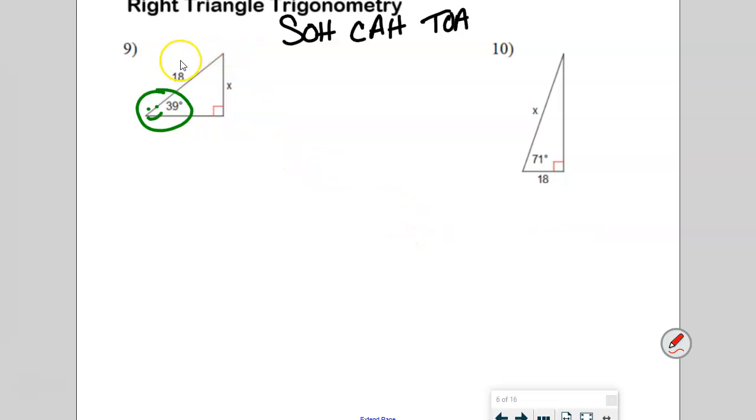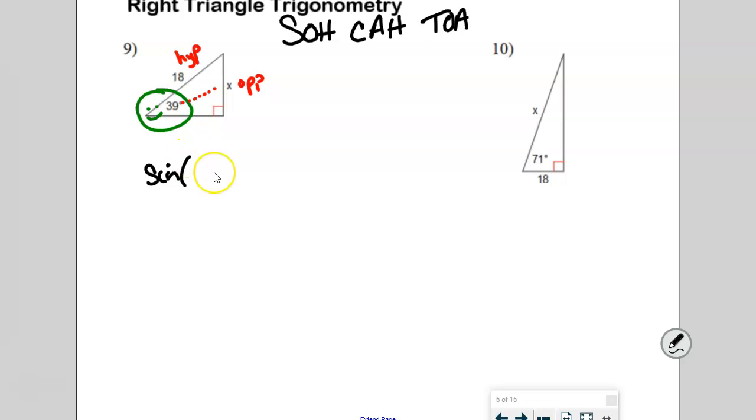Now the hypotenuse is never going to move. So first thing I try to figure out is where's the hypotenuse? So this 18 over here is the hypotenuse. And then across from you is what they're calling side x, which is what you're trying to find. So we call that opposite. So when I look at my trig functions, we seem to be setting up what's called a sine ratio.